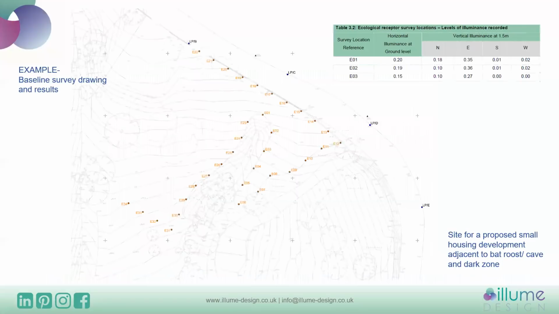So this is an example of a baseline survey drawing and what you might expect to have produced. This is for a site that was for a small housing development that was adjacent to a bat roost and cave. So there's a vegetation bund here that needed to be protected and kept dark. And also here were the caves towards the back of the site. And we also had existing street lighting along the road adjacent to the site, which we were also looking at reducing the impact of so that bats could cross from this cave out towards the east.